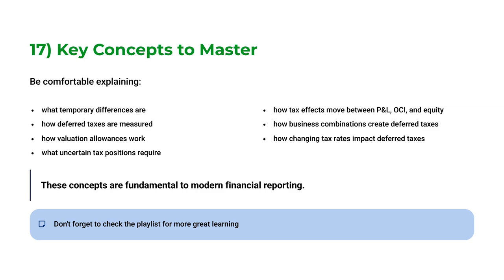Key concepts to master. Be comfortable explaining what temporary differences are, how deferred taxes are measured, how valuation allowances work, what uncertain tax positions require, how tax effects move between P&L, OCI, and equity, how business combinations create deferred taxes, and how changing tax rates impact deferred taxes. These concepts are fundamental to modern financial reporting.